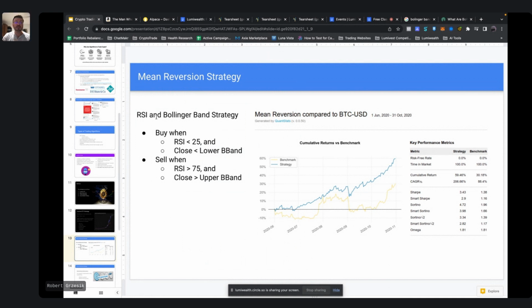All right. Okay. So that's two strategies. I'll show you our custom ETF. I showed you our mean reversion.